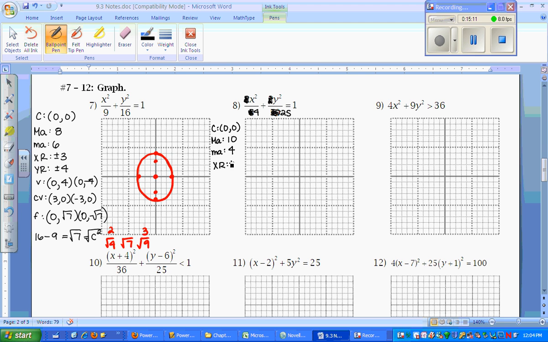The x radius is the square root of the number underneath x, so plus or minus 2. The y radius is the square root of the number underneath y, so plus or minus 5.